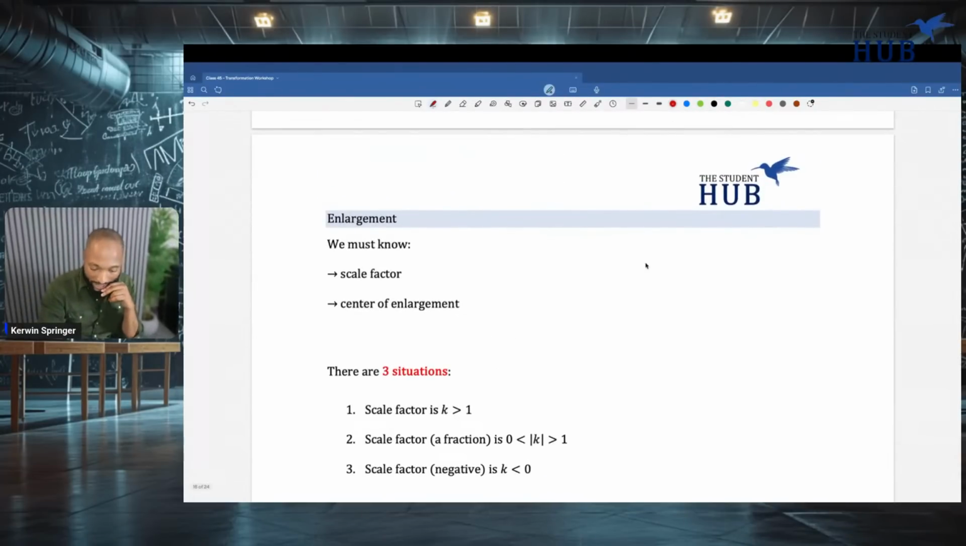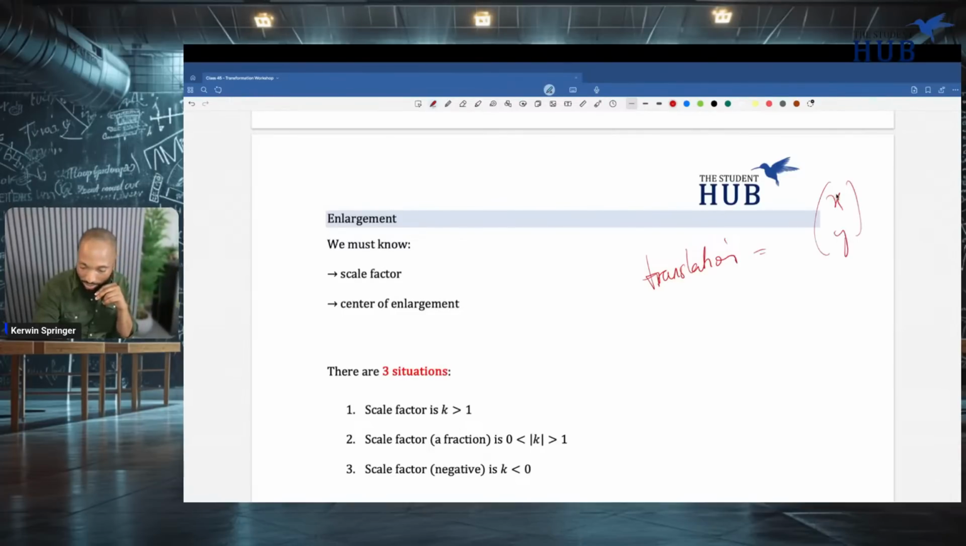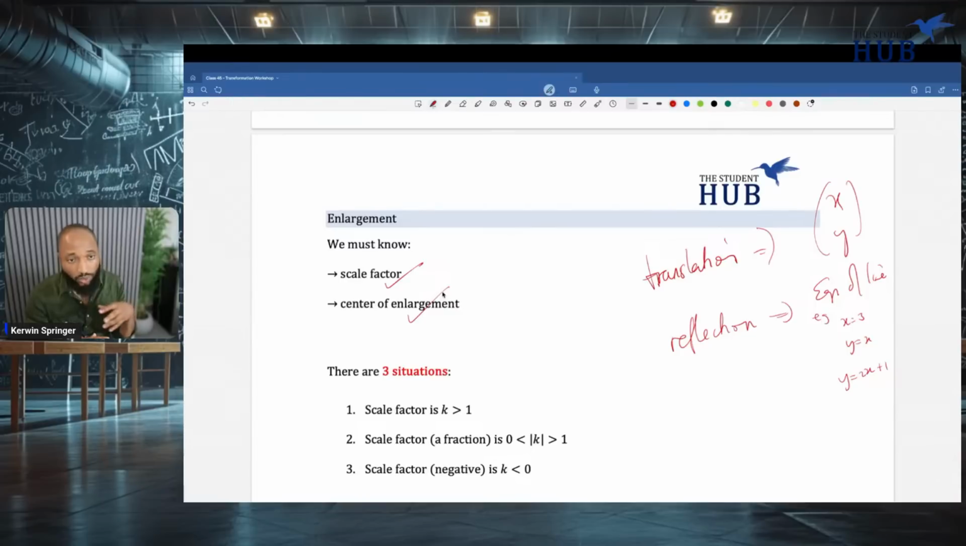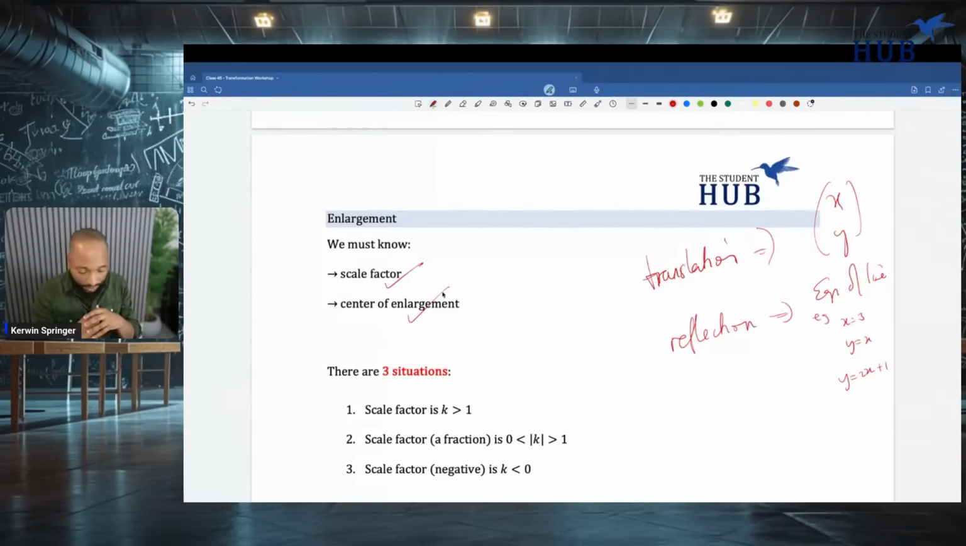Now, remember, so far we did translation. For translation, all you needed to know was a vector, x, y, and these were numbers. We did reflection. For reflection, all you needed to know was the equation of the line of reflection, like maybe x equal to 3 or y is equal to x. You can even get a line like y is equal to 2x plus 1. You can reflect in lines like that. For this one, you need to know the scale factor and the center of enlargement. You see how we're getting more things to know? Rotation is the worst. You have 3 things to know.